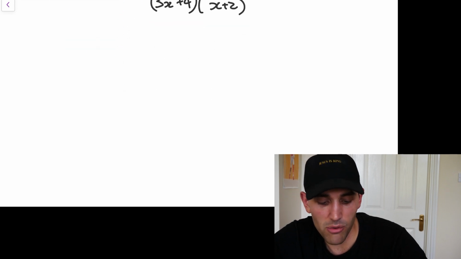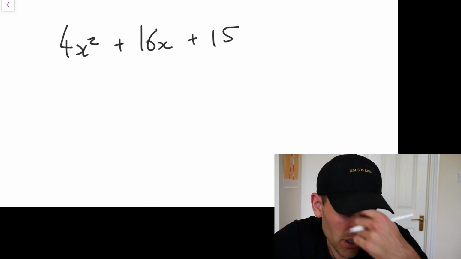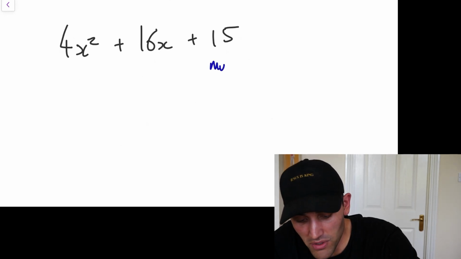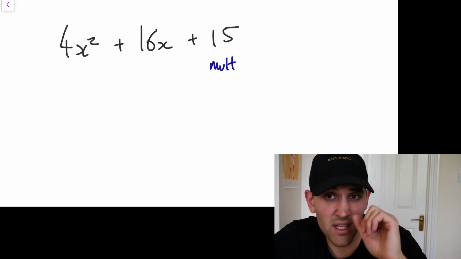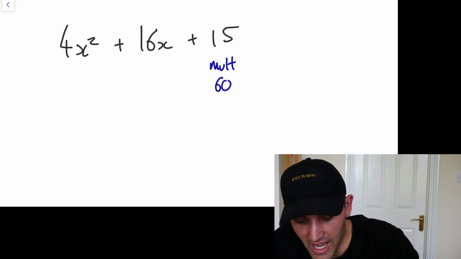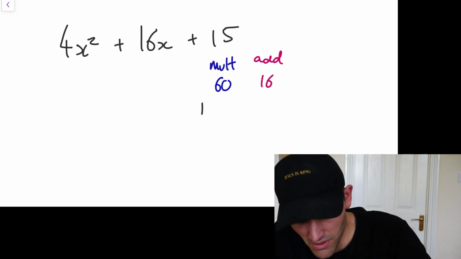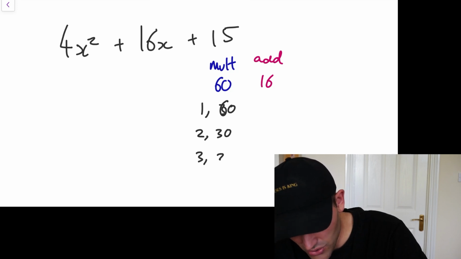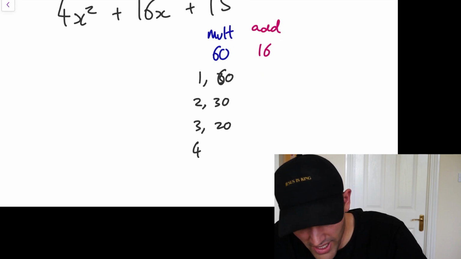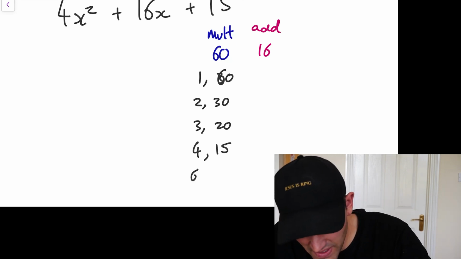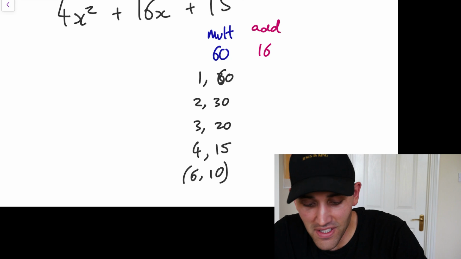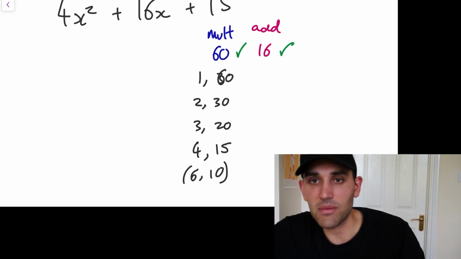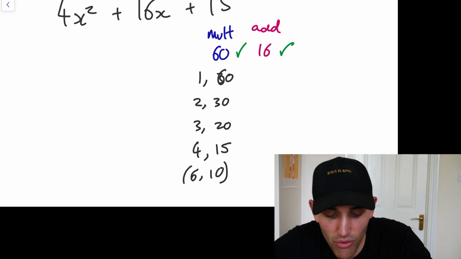I think I've just got a couple more for you guys. So here we go. I've got to find two numbers that multiply to make 4 times 15, so that's going to be 60, and that add to make 16. I might have to jump in with a calculator to help me on this one. So 1 and 60, 2 and 30, 3 and 20, 4 and 15, 6 and 10. Hey, 6 and 10. So 6 and 10 multiply to make 60, add to make 16. Good. Let's rewrite this bad boy over here.